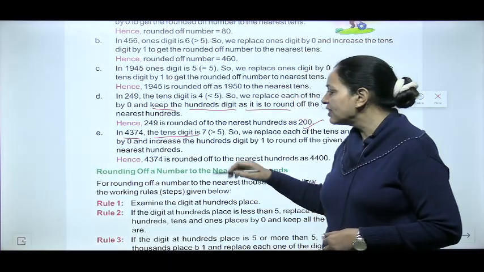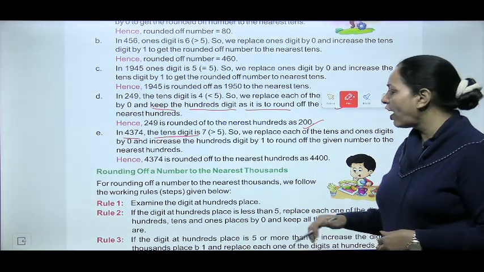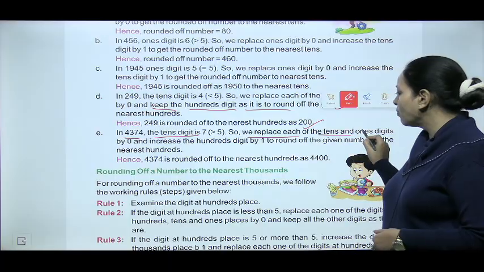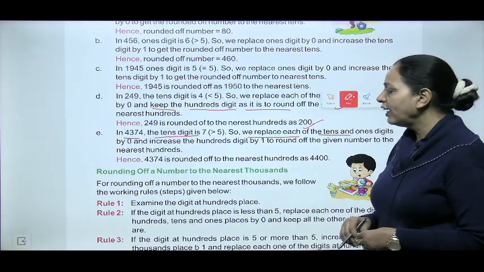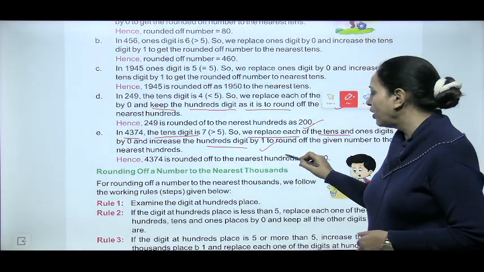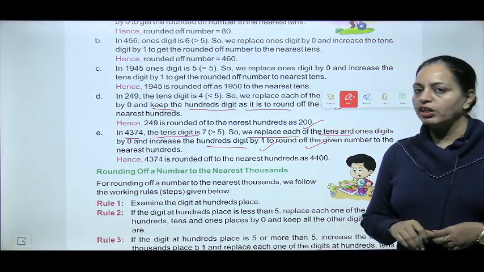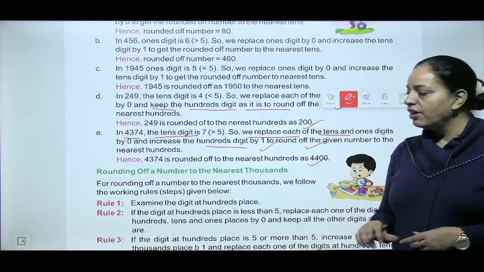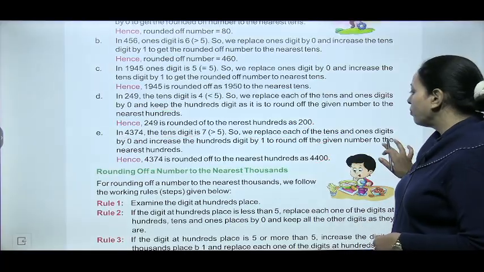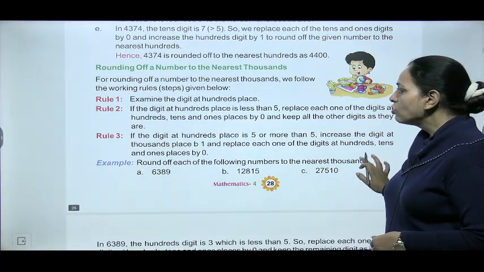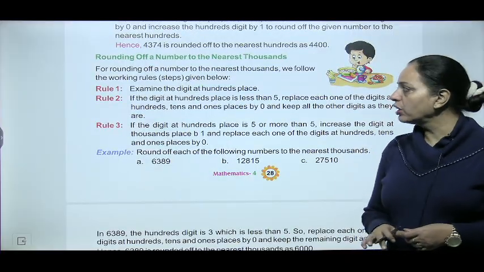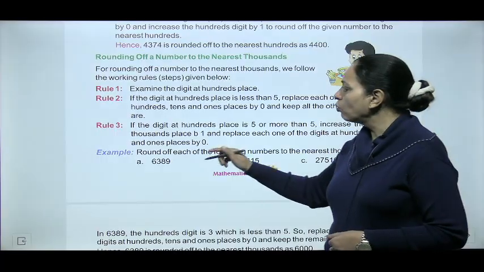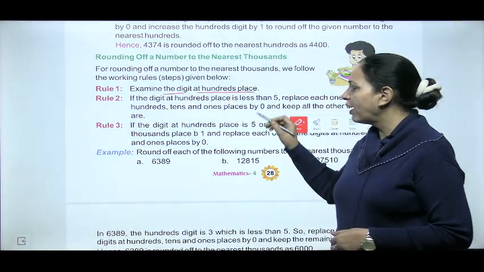E part, in 4374, the tens digit is 7, which is more than 5. So we replace the tens and ones digits by 0 and increase the 100 digit by 1 to round off the given number to the nearest 100. Answer is 4400. Now rounding of a number to the nearest thousands. For rounding of a number to the nearest thousand, we follow the working rules given below. So here rule 1, examine the digit at the 100 place.